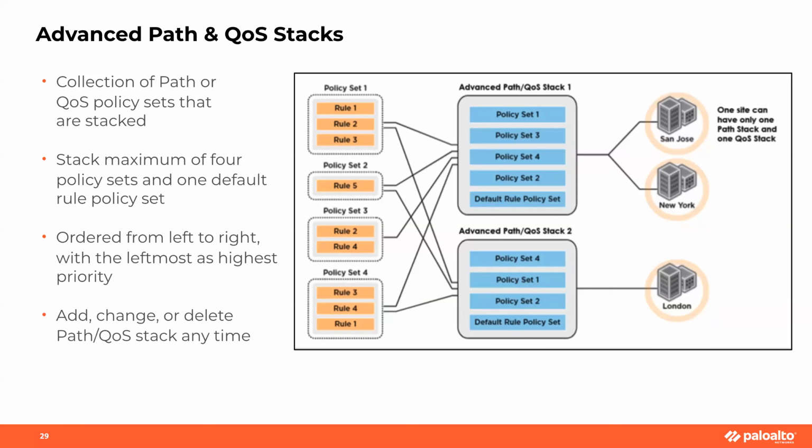So there is an ordering in the UI. We have 4 advanced stacks that you can apply, plus the default stack. And the stack on the left-hand side will always take precedence. If there's a match on the first policy stack, then that policy will be applied. If there's no matches in the first policy set, then it will move to the next one and the next one until we finally hit a match for it.